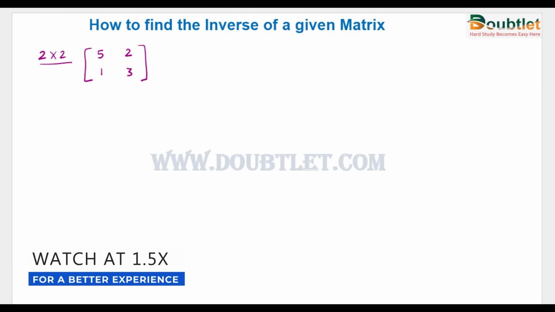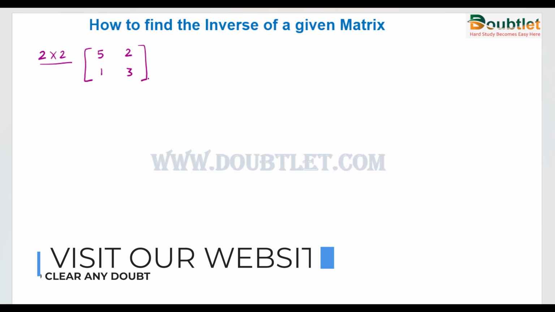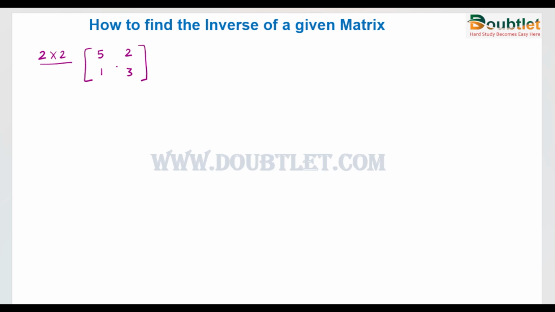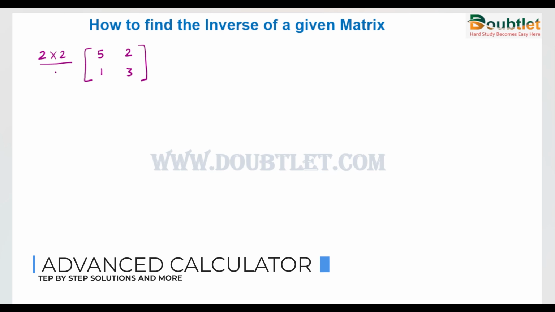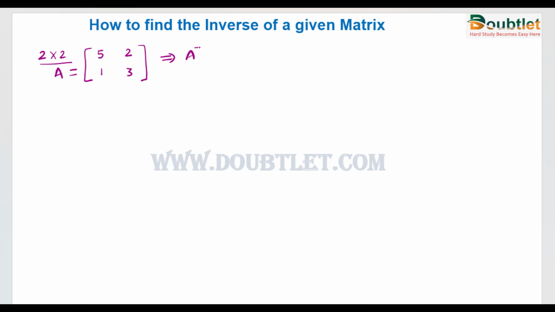So in this video, we will learn how to find the inverse of a given matrix. Here I have already written a 2 cross 2 matrix, that is 5 2 1 3, and we need to find the inverse of this. Let's suppose the name of this matrix is A and we need to find the inverse.